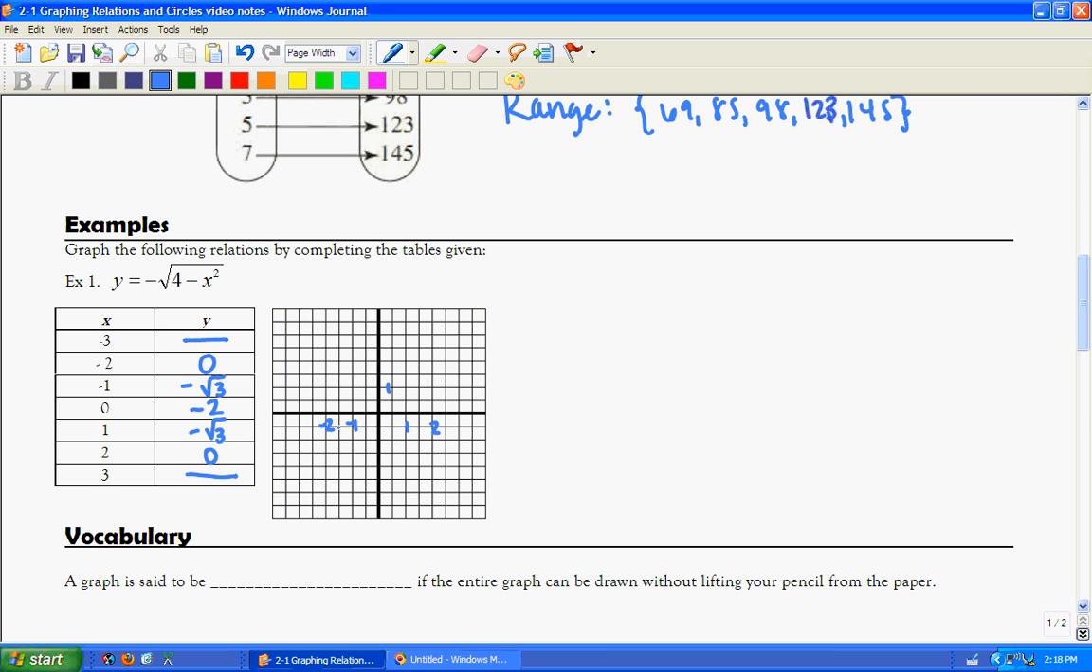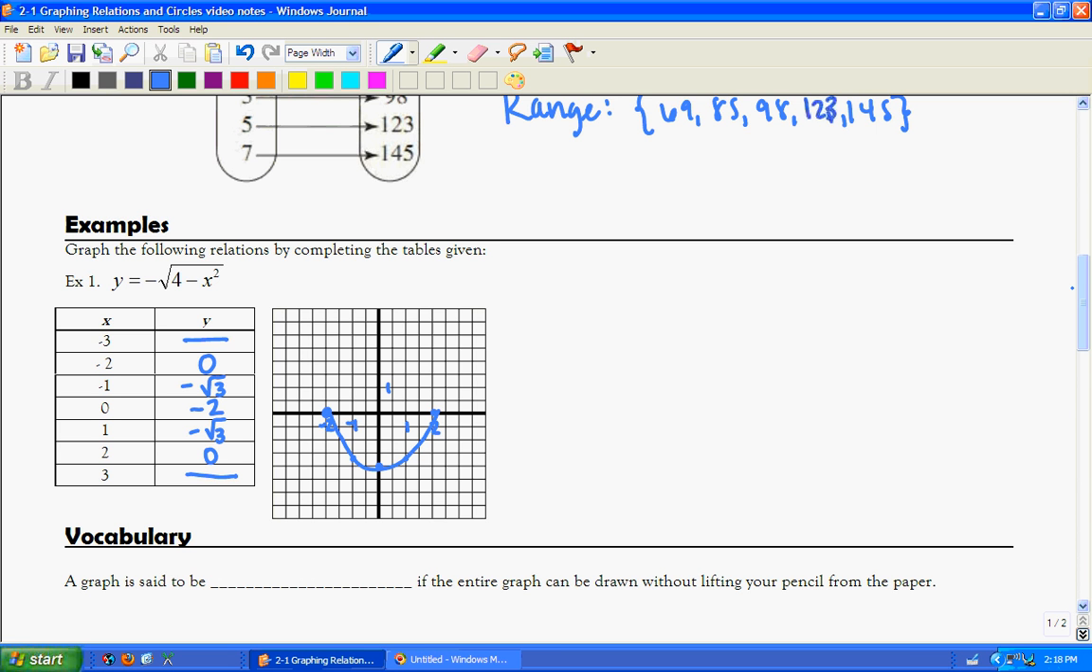So if we graph these and count every other block as a whole number, then at -2, we're at 0, so sitting on the x-axis. At 1, we are at the square root of 3, which is a little more than 1.5 here. And then at 0, we're at -2. And then we're going to mirror that on the right-hand side, since the positives are the same as the negative. So it gives us roughly a half circle for that graph.